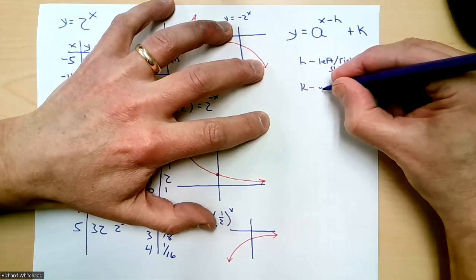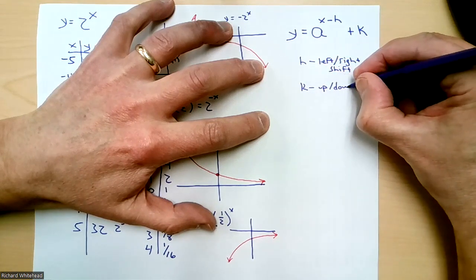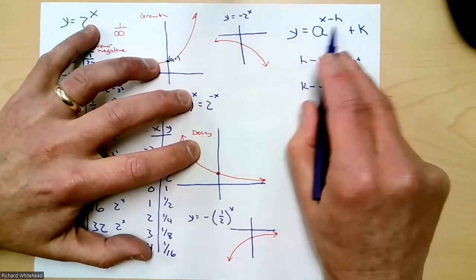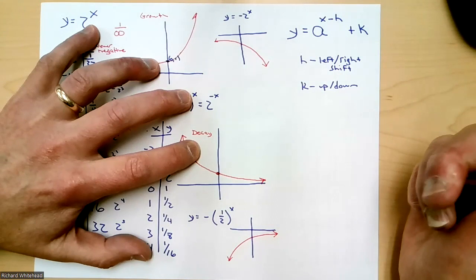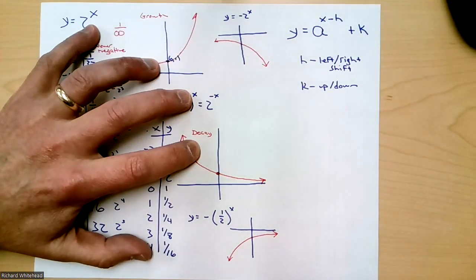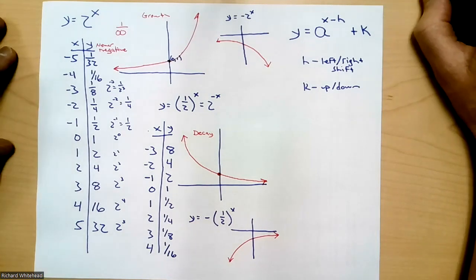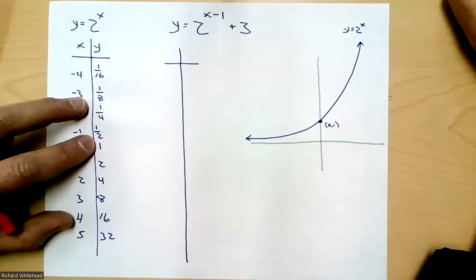And K is our up-down. Okay, so H is the left-right. So H is the 0 of the x minus H part. So what we need is an example of this. So pause for a second.